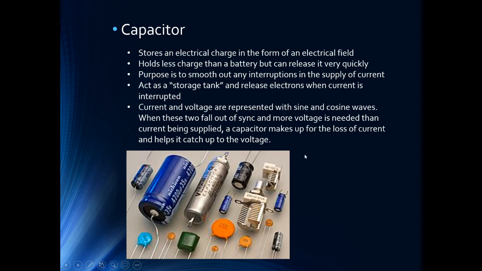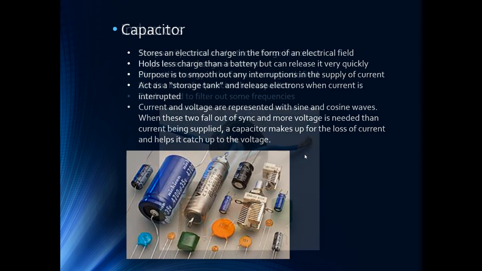So current and voltage are actually represented with sine and cosine waves, and sometimes these fall out of sync if there's an interruption, and perhaps you need more voltage than the current that's being supplied. So the capacitor allows that steady flow of current, and it makes up for any loss of current so it can catch up with the voltage.